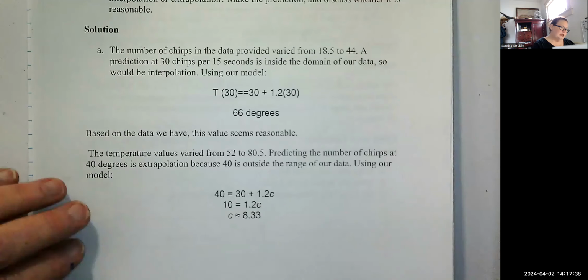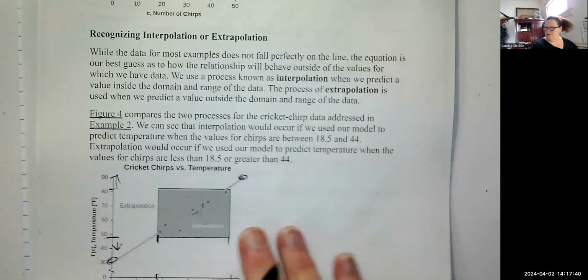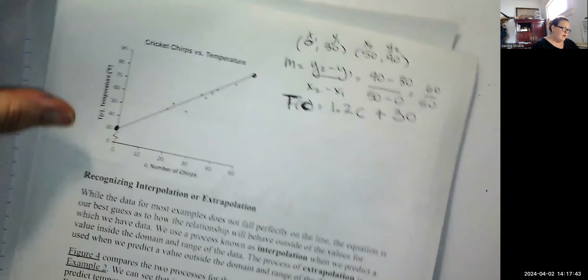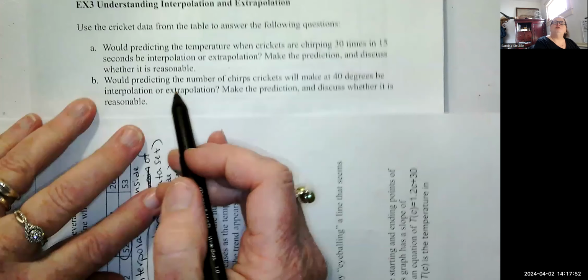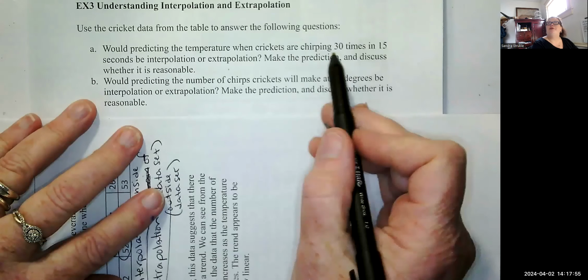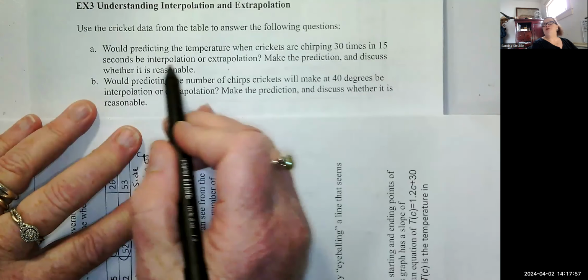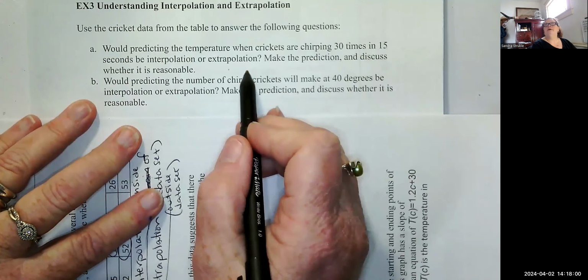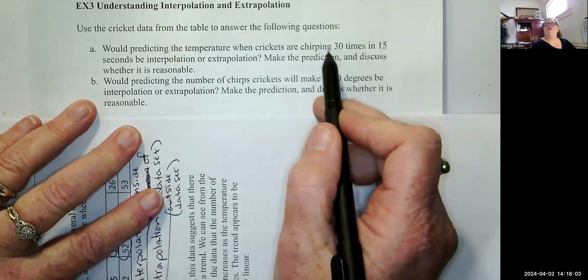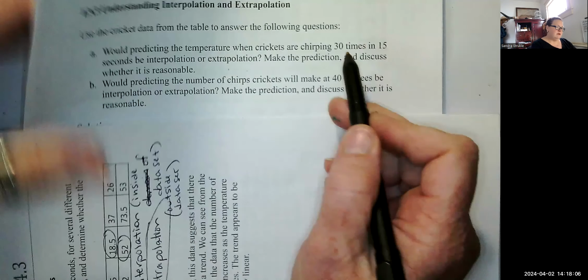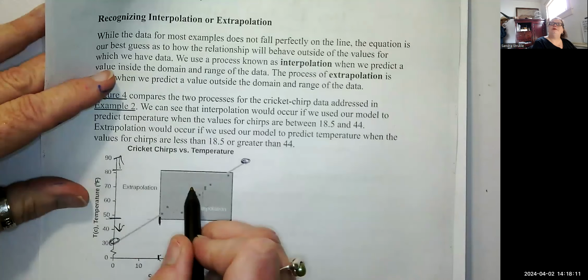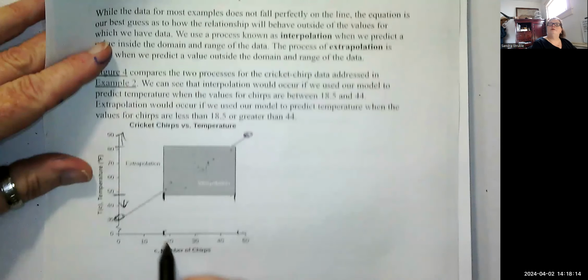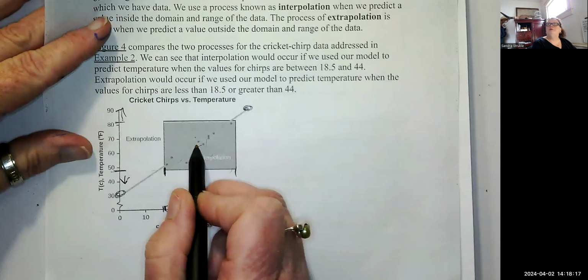So the next question here is, I know we've already worked it, but I want to do this one. I need a piece of paper. Okay. It asks us a question, and I'm going to ignore the solution and just look at the question. Would predicting the temperature when crickets are chirping 30 times in 15 seconds be interpolation or extrapolation? Okay, so we need to look at our graph. The chirps at 30 times is going to be inside, between here and here. So of course, it's interpolation.